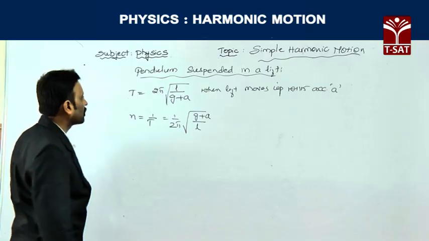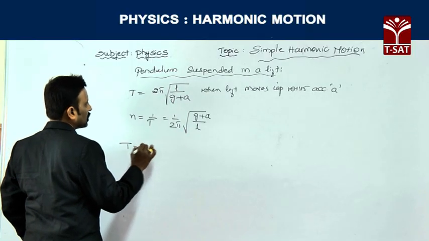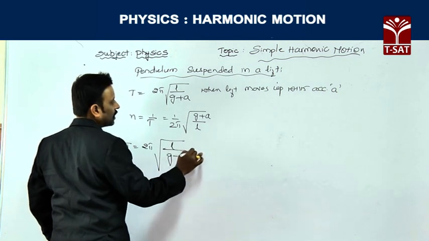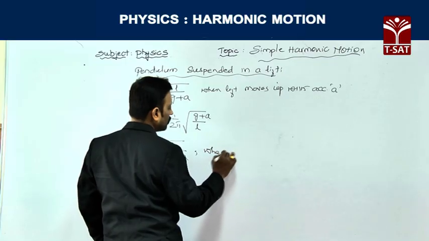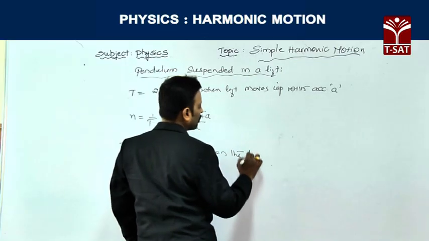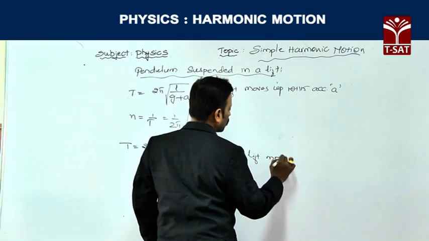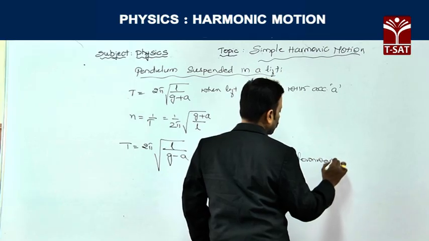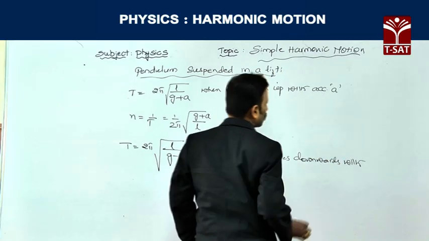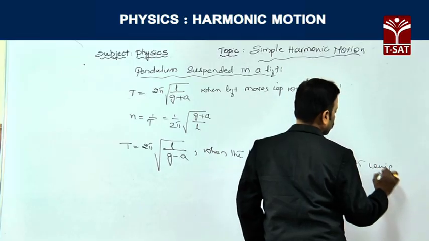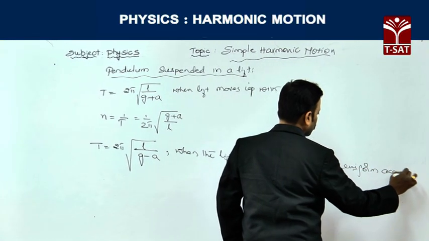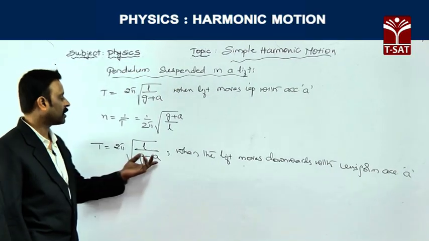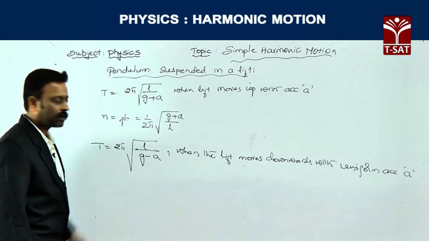Next, one more condition, T is equal to 2 pi under root L by g minus a when the lift moves downwards with uniform acceleration a. When the lift is moving downwards with uniform acceleration a, this is the formula for time period.